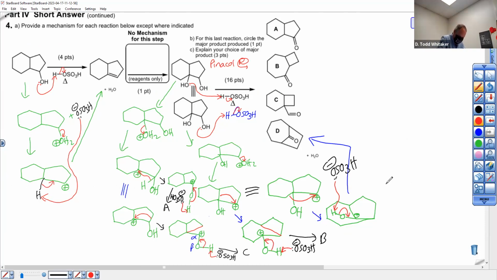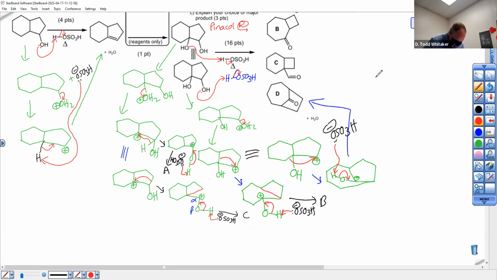Choice of products, you're not picking those with ring size 4 in them. Look at where A came from, a secondary cation that can resonate with O. Look at where D came from, a secondary cation that can resonate with O. I'm not seeing any advantage of one over the other, are you? So there's actually 2 major products. I'm going to say both come from a secondary C plus that can resonate with O. And I'm going to point to both of these guys.